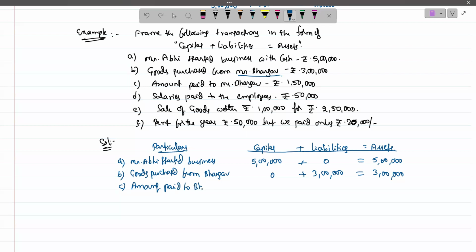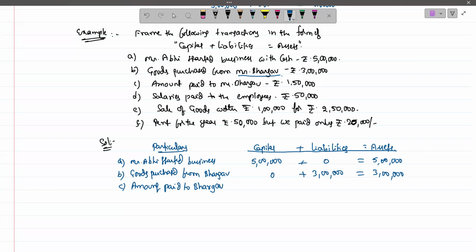Amount paid to Mr. Bhargav. And if you have any transaction like amount paid to Bhargav or amount received from Mr. Bhargav, then you need to check whether that party is a debtor or creditor. Nothing but whether the party is a supplier or a customer. If the party is a supplier, that is a creditor and a liability to us, and if the party is a customer, he is a debtor to us.